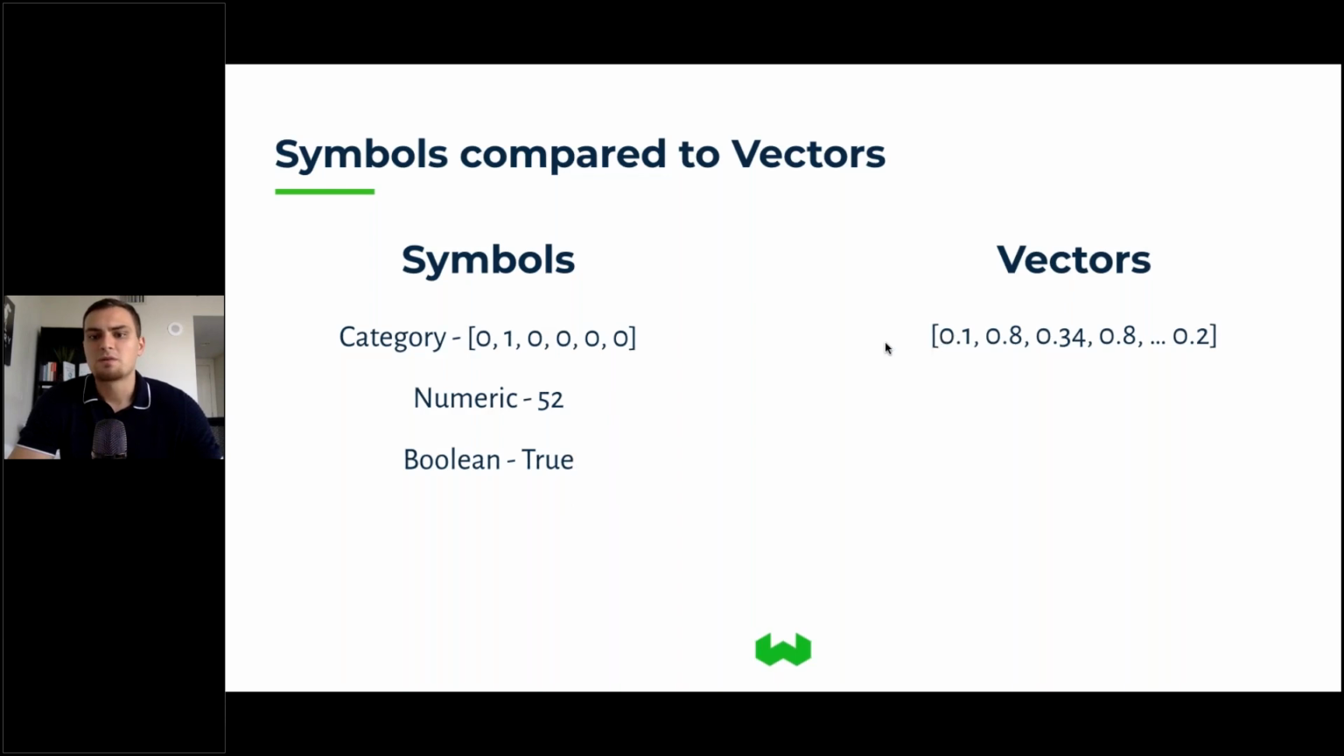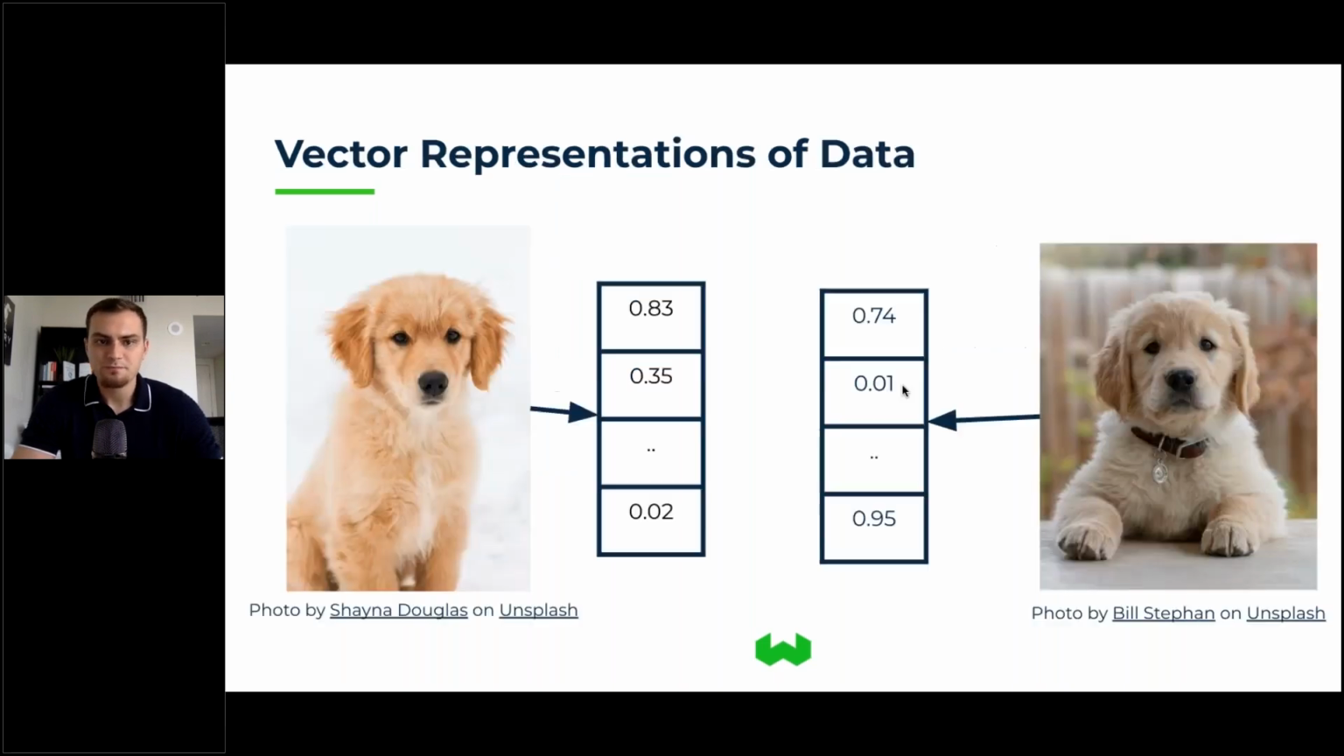Compared to vectors, which are a different way of representing things, where we have some n-dimensional object that has some value in each index of the vector, and we use this to form our representation of whatever real-world thing it is that we're trying to describe.